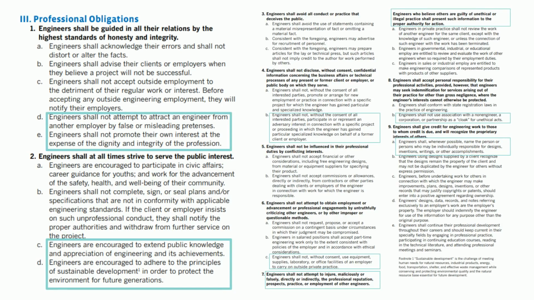The third section goes over different professional obligations. It lists 9 professional obligations that engineers have: that they should be guided by honesty and integrity, that they should serve the public interest, that they should avoid deceiving the public, that they should not disclose sensitive information of their clients or employers. They shouldn't be influenced by conflicts of interest. They should not attempt to obtain employment or advancement or professional engagement by untruthfully criticizing other engineers or by other improper or questionable methods.